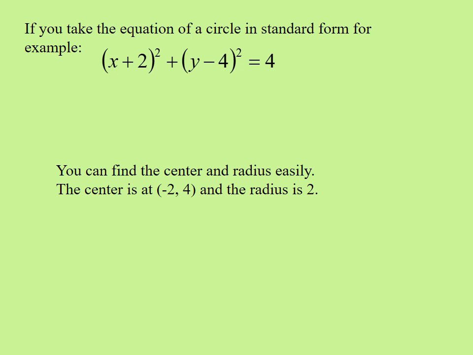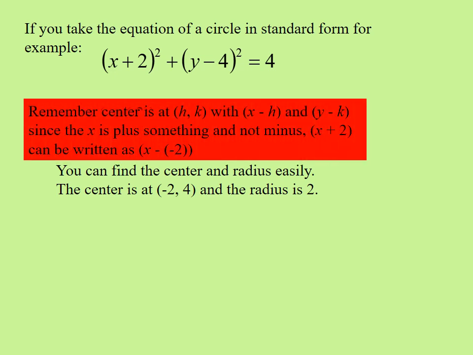Okay, so next we have the equation of the circle (x + 2)² + (y − 4)² = 4. So, unsa man ang nabantayan nimo sa equation? Can we identify the center and the radius of the circle easily? Remember that the center of the circle is at (h, k), with x − h and y − k.